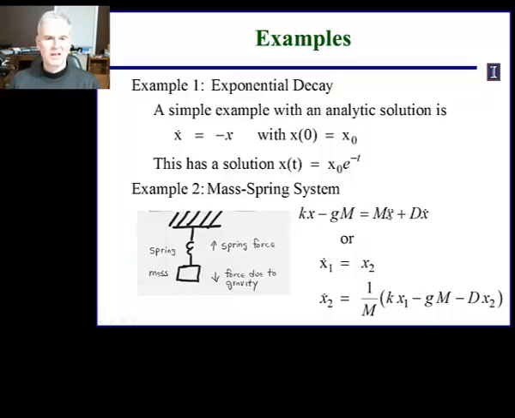Okay, so we've taken a second order differential equation, used a variable substitution where x1 corresponds to x, x2 corresponds to x dot, hence x2 dot corresponds to x double dot, and we've got x1 for position and x2 for velocity.